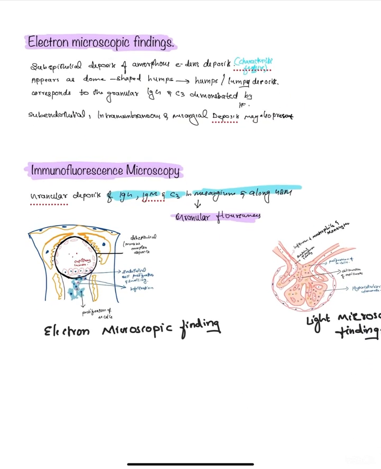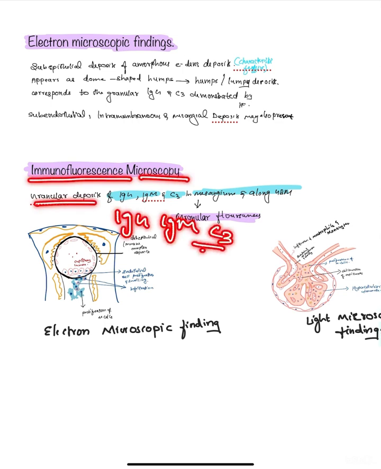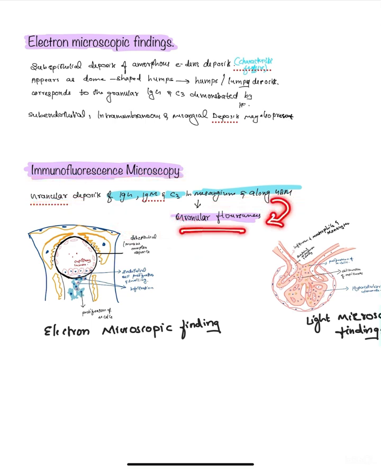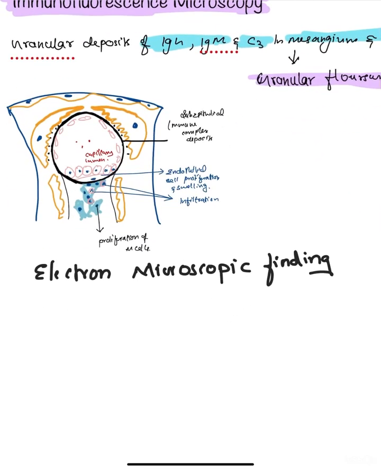Electron microscopy findings. Then we are talking about immunofluorescence microscopy: granular deposits of IgG, IgM as well as C3 in the mesenchyme and along the glomerular basement membrane. It causes granular fluorescence. In electron microscopy we will see humpy lumpy deposits; in immunofluorescence we will see granular fluorescence. So these are the electron microscopic findings, that is, subepithelial immune complex deposition.